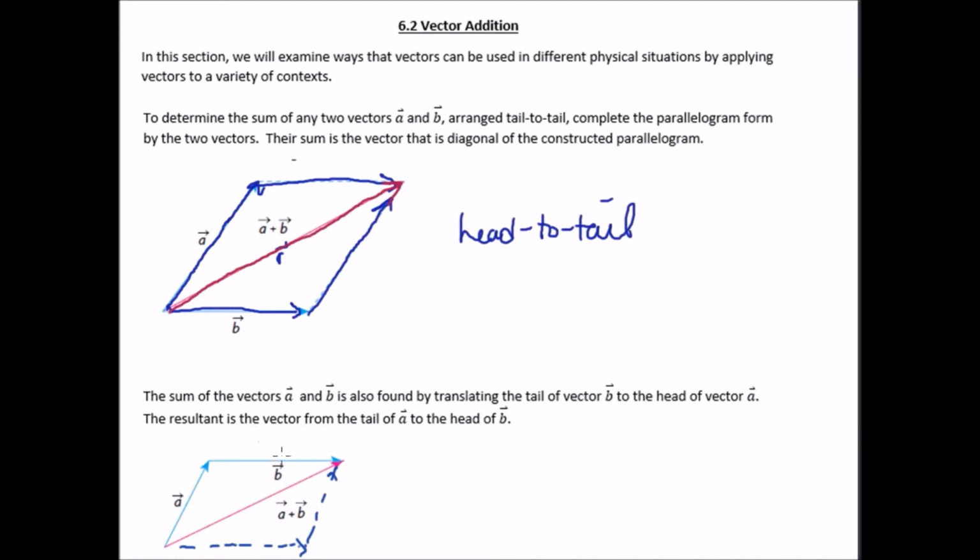And the resultant is the vector from the tail of A to the head of B. So from the start to the finish. Like this being the start, and then of course this being the finish, that's the resultant vector.